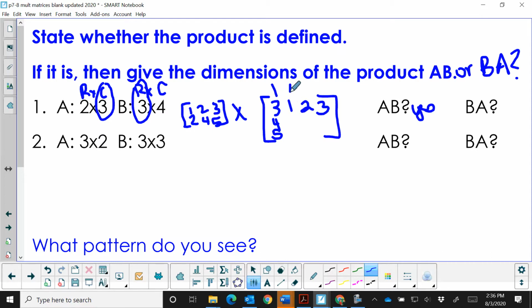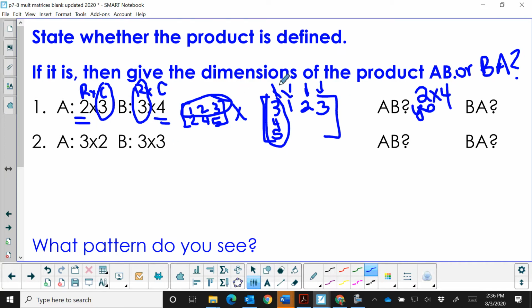I've got 1, 2, 3, 4 columns here. Can I multiply those together? Well, this row multiplies by this column, so it does match up. So the inner dimensions match, and guess what the answer is? The outer dimensions. So that means my answer is going to end up being a 2 by a 4 matrix.